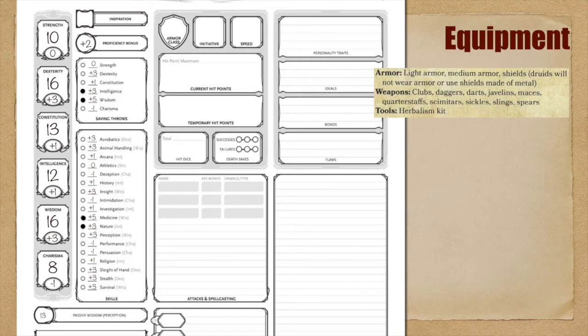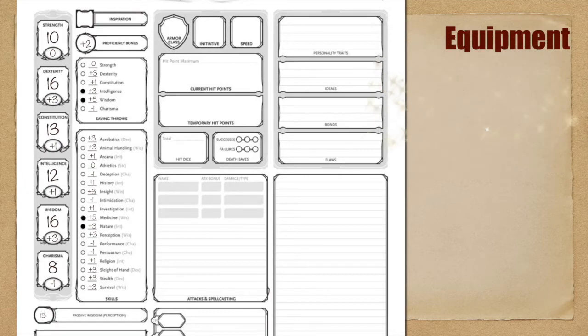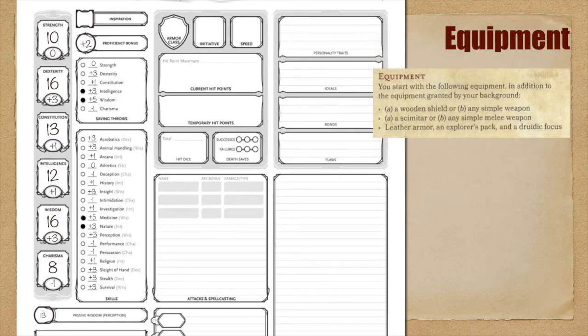As a druid, I'm proficient with light armor, medium armor, and shields made of wood instead of metal. That doesn't really matter. All shields have the same impact on the character. That's just a flavor thing. For weapons, I'm proficient with clubs, daggers, darts, javelins, maces, quarterstaffs, scimitars, sickles, slings, and spears. And for tools, I'm proficient with a herbalism kit. Okay, but let's look at what I actually get to start with.